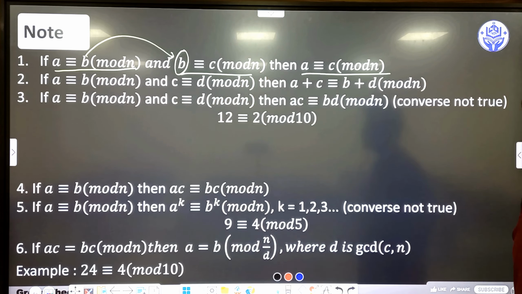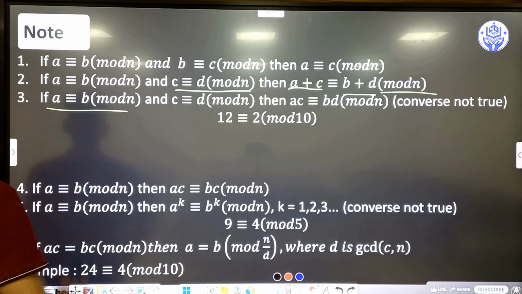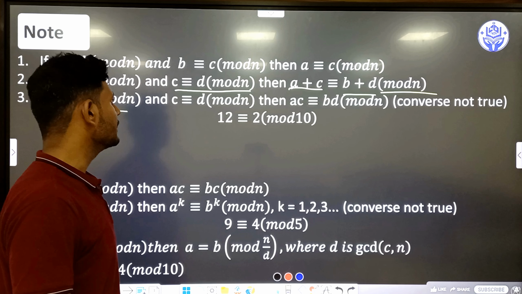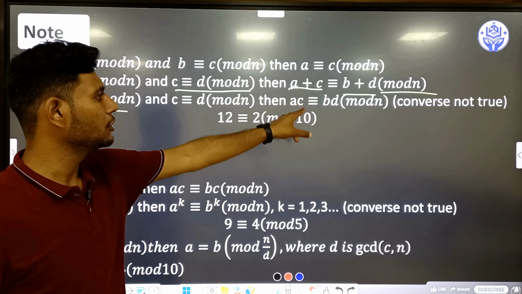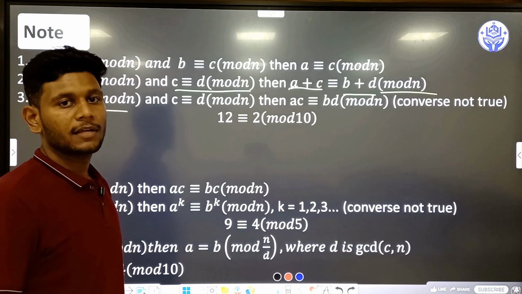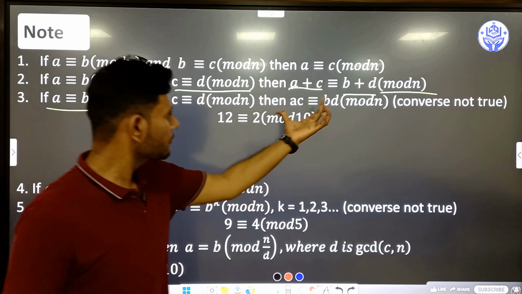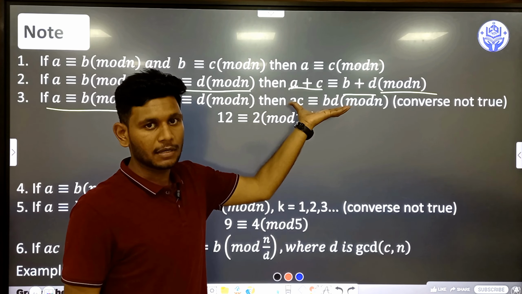Next, we have one important result, and this is a contradictory result, a contradictory example, which I have written here. If A is equivalent to B mod n and C is equivalent to D mod n, then if I multiply A into C and B into D, these will be equal. Is it true conversely? It means if such a form is congruent, will this happen or not?